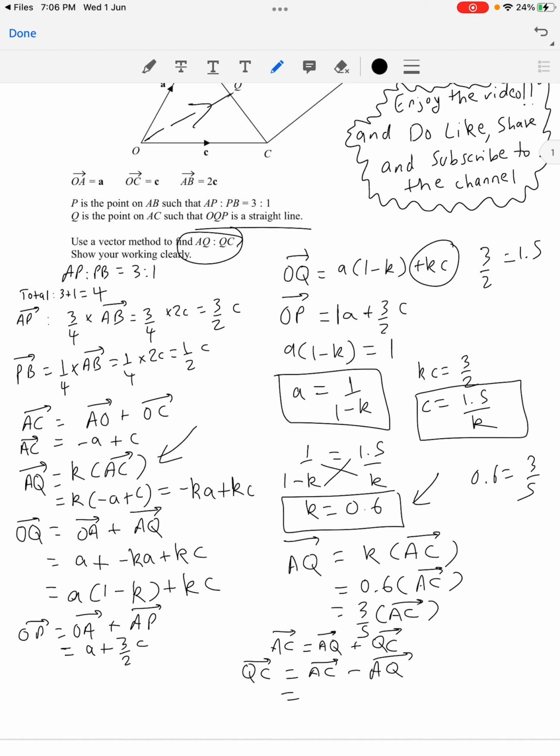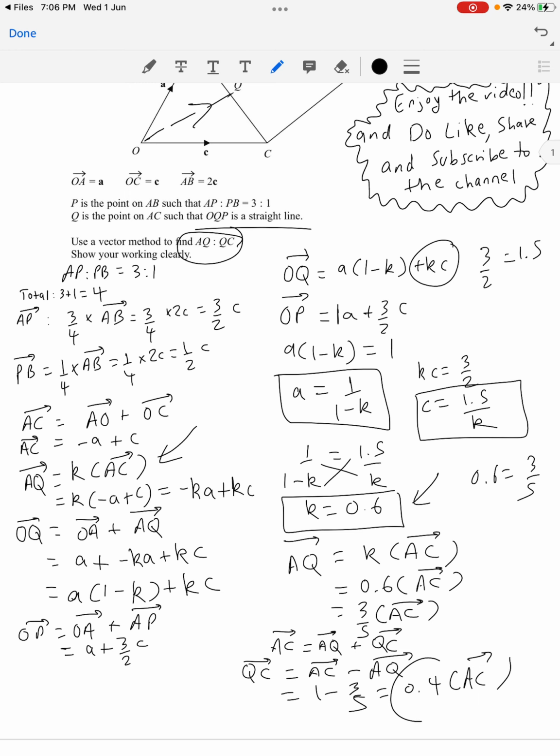We know what AC is, right? So AC is 3 by 5th. If you look there, that is minus AQ. So once you find out what AC is, you should be getting 1 minus AQ, that is 3/5, which is equal to 0.4 of the fraction of AC.